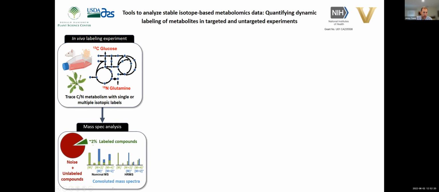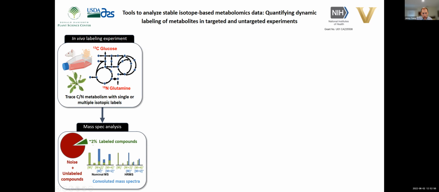And we'd like to be able to analyze those data sets to quantify, well, first of all, to determine which metabolites are being labeled, and then to quantify their isotopic enrichment. This is important because, out of all of the features we detect in a typical metabolomics experiment, maybe only a small fraction of them are labeled by our tracer. And so if we're particularly interested in focusing on those labeled compounds, we can filter out a lot of the noise and other unlabeled compounds right at the very beginning.